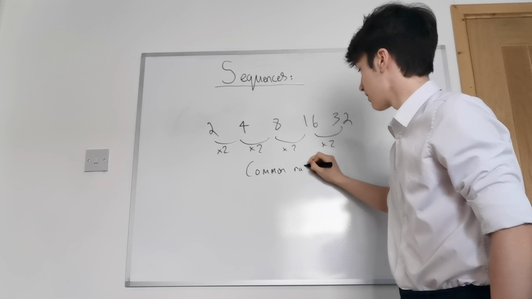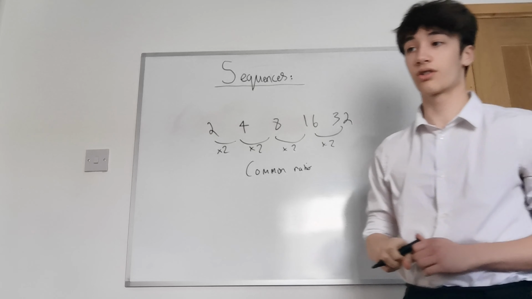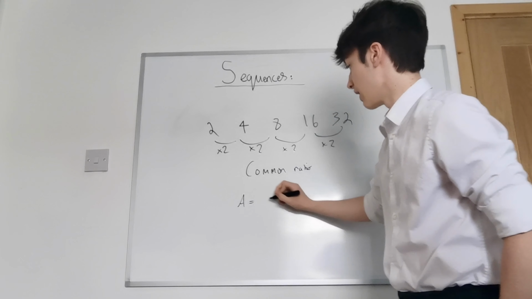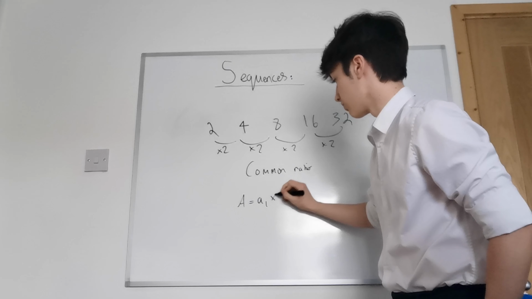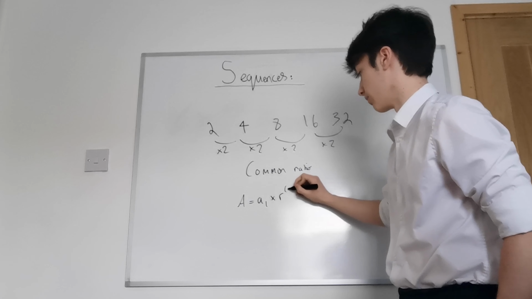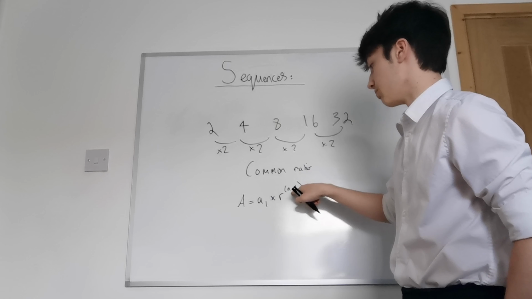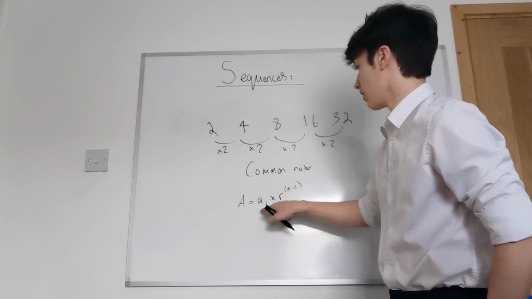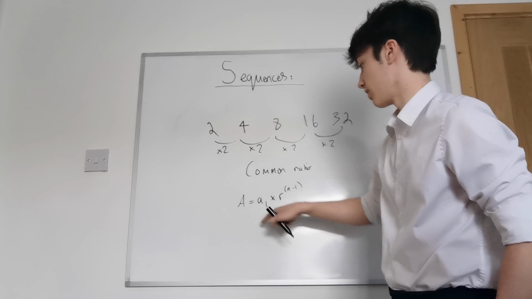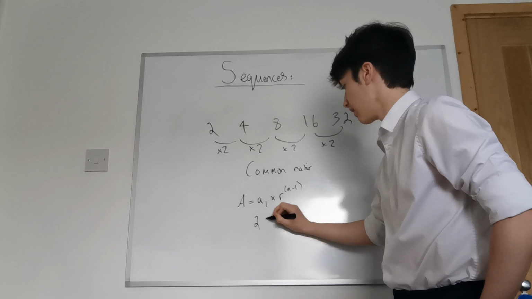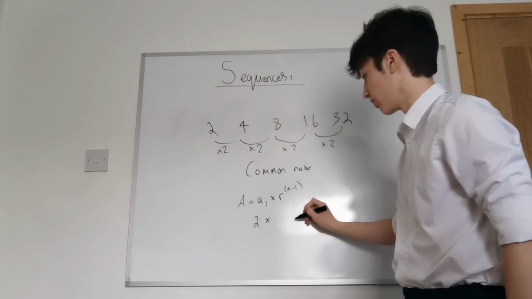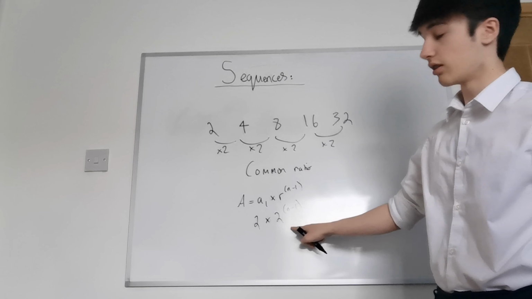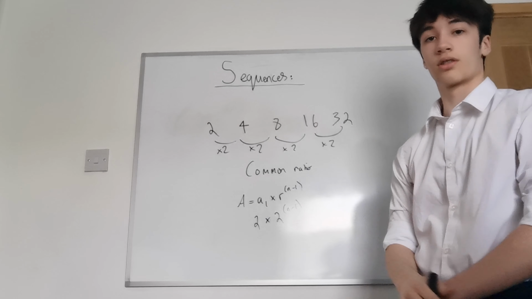So you can express the rule of a geometric sequence using the formula A, which is just the term, is equal to the first term times by ratio to the power of n minus 1, n being the number of the term in the sequence. So an example of this is, for this sequence, first term is 2, so I'm going to replace A1 with that. I'm going to times it by the common ratio, which is 2. I'm going to put that to the power of n minus 1. That's how I'd express the rule for this geometric sequence.